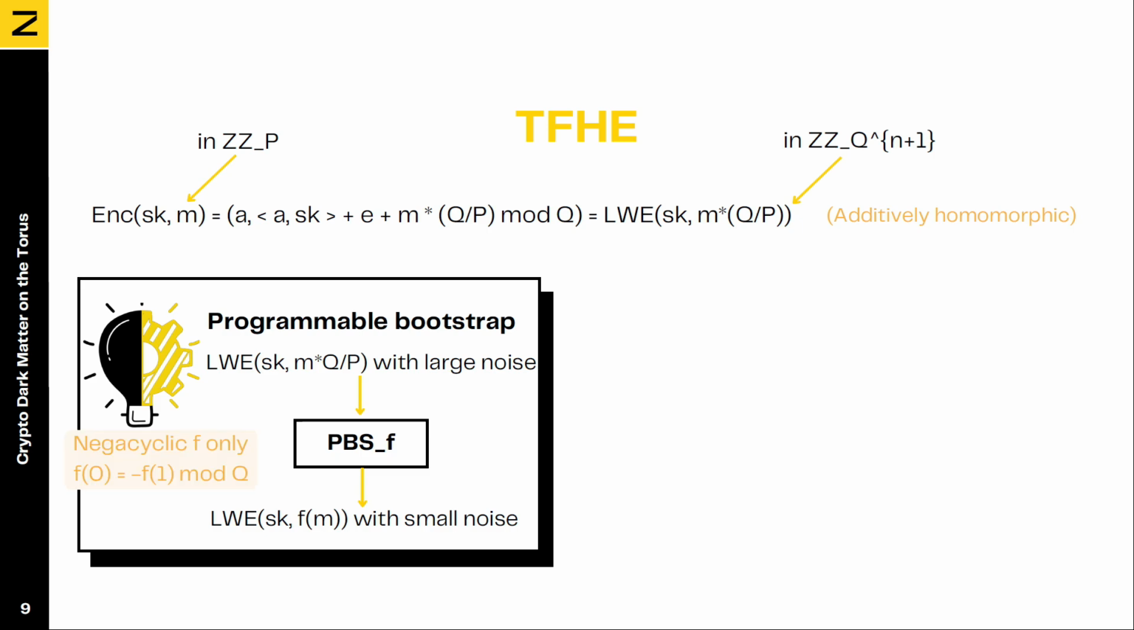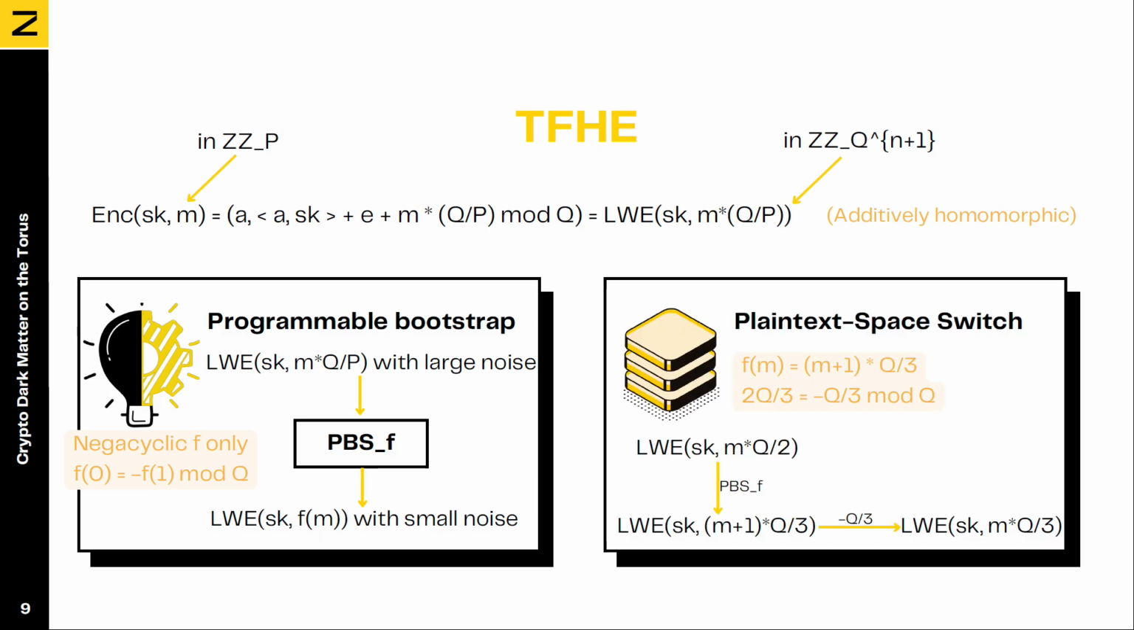In particular, this function has to have a property called negacyclicity. But in the context of binary plaintext space, this just asks that f of 0 equals minus f of 1. OK, so it actually turns out that it's fairly easy to see that in the binary plaintext space, you can actually apply a PBS with a general function f by decomposing the process into a negacyclic PBS followed by a linear shift.